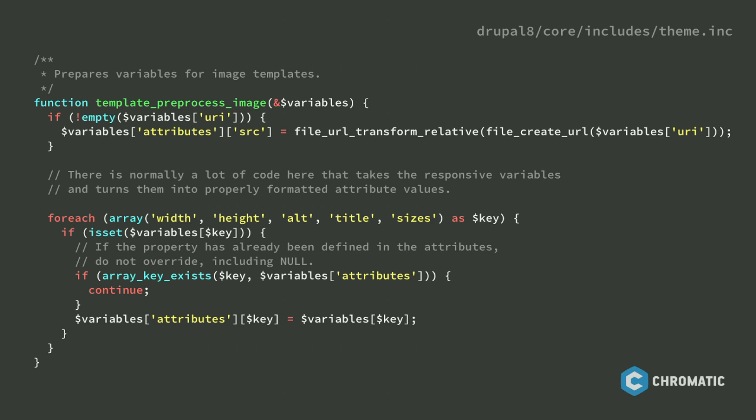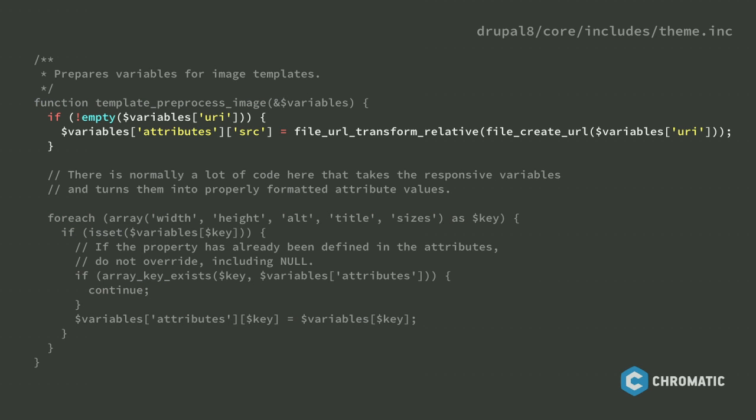So preprocess functions are named with a prefix of either the word template, the name of a module, or the name of the theme, and they're going to get called in that order: template, underscore, whatever, any that are defined in modules and any defined in themes. And then you have the word preprocess and then the name of the theme hook.